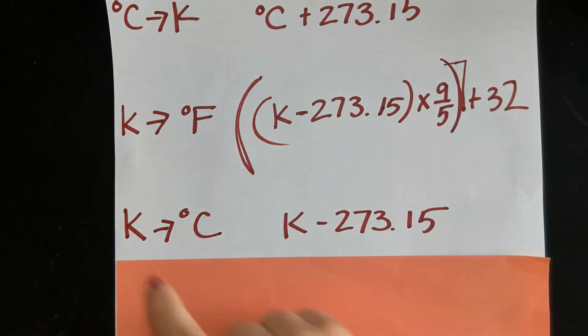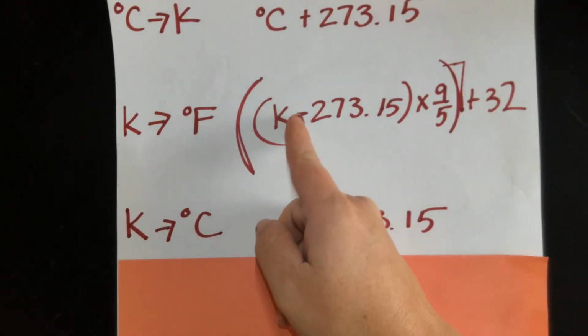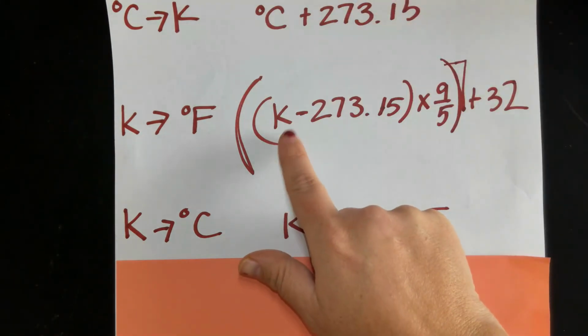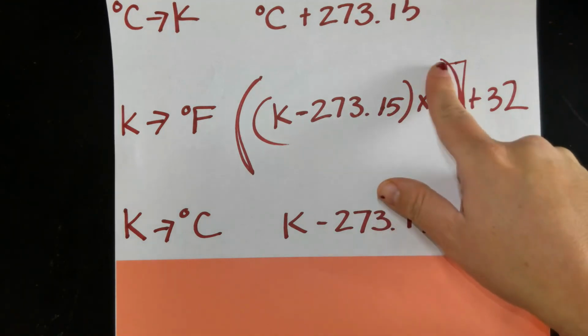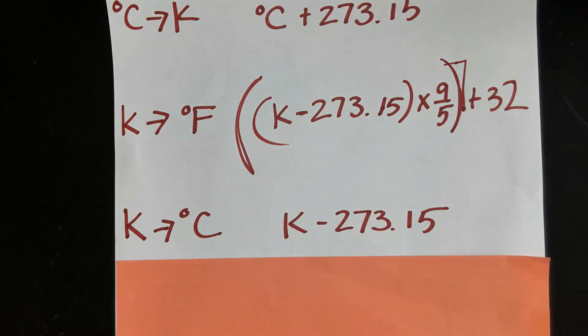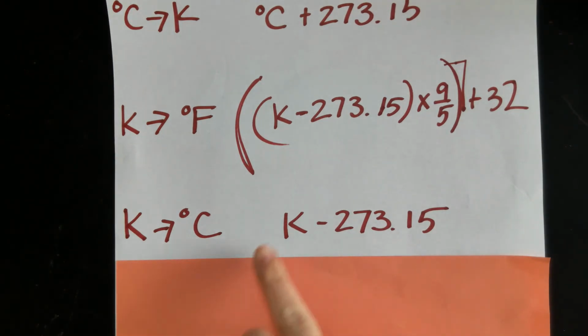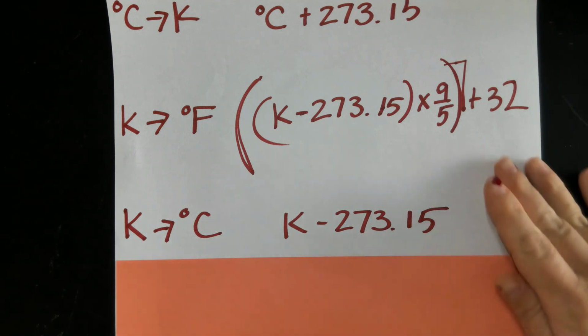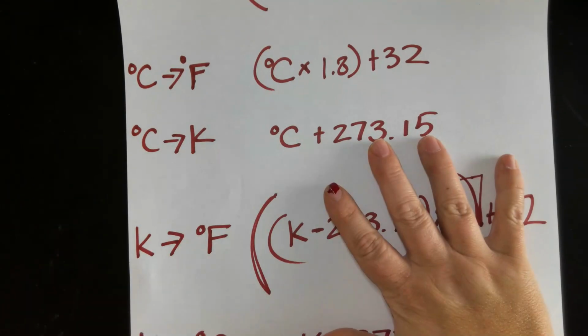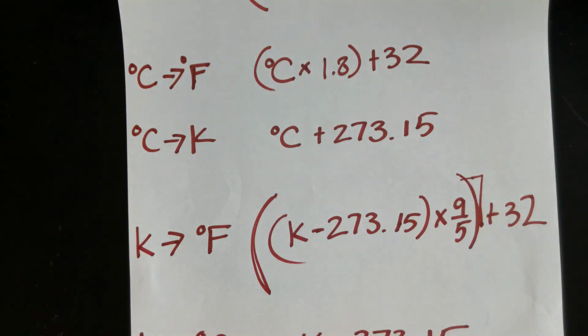To go from Kelvin to Fahrenheit, we're doing pretty much the opposite of what we had done above. Kelvin minus 273.15 times 5/9, because remember before it was 5/9, and you add 32 to it. And then to go from Kelvin to Celsius, it's Kelvin minus 273.15. Okay? We are going to use these to do some conversions, so you might want to back up your video and mark those formulas down.